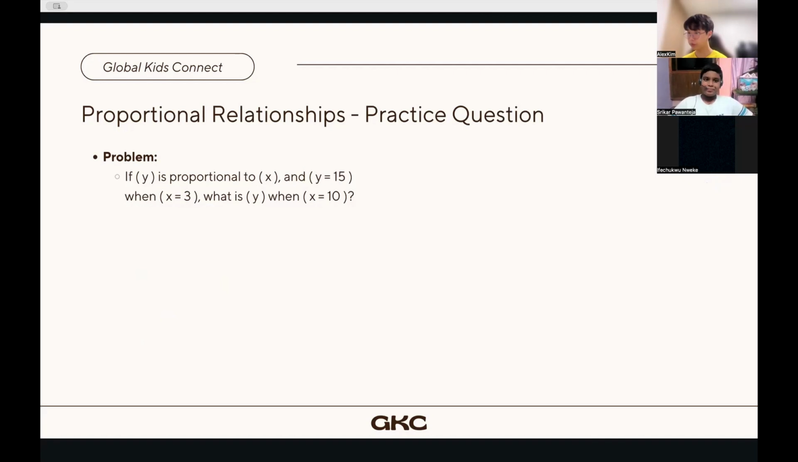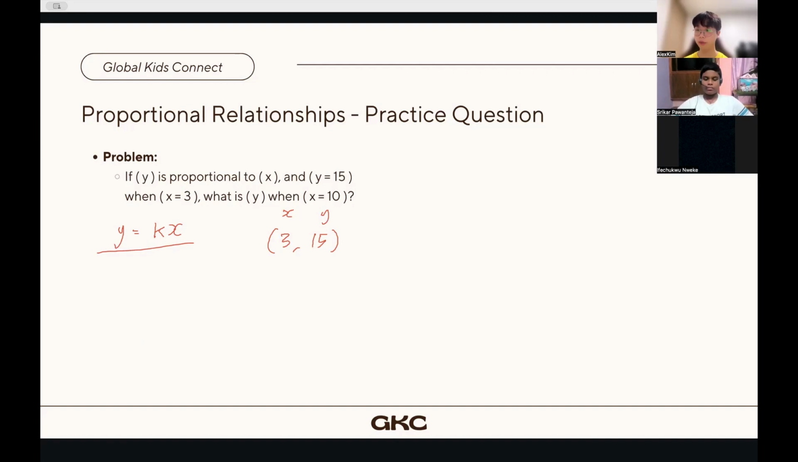Let's take a look at another proportional relationships practice question. And so the problem states if y is proportional to x and y equals 15 when x is equal to 3, what is y when x is equal to 10? And so for this question, let's utilize the concept of what we just did of the linear equation y equals kx because we know that it is a proportionality problem and that x and y are always proportional. And so if we have this equation, then we know our first data value is when x is 3, y is equal to 15.